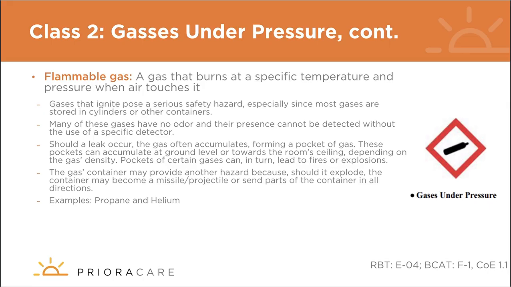Should a leak occur, the gas often accumulates, forming a pocket of gas. These pockets can accumulate at ground level or towards the room's ceiling, depending on the gas's density. Pockets of certain gases can, in turn, lead to fires or explosions. The gas's container may provide another hazard because, should it explode, the container may become a missile or projectile and send parts of the container in all directions. Some examples of flammable gases are propane and helium.